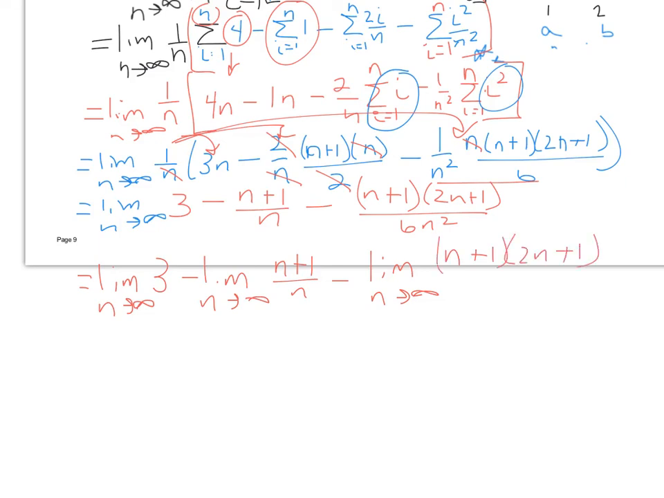(n plus 1)(2n plus 1) over 6n squared. Okay, now, almost there. The limit of 3 is 3. There's no n in it, so it's just 3. That part's done. Now this next part, when n goes to infinity, we put infinity in, right?